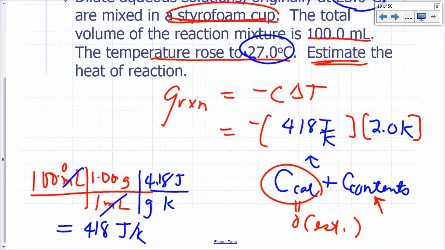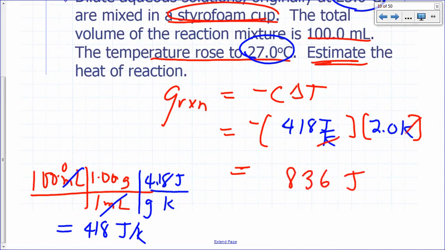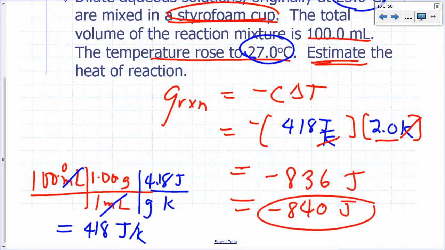So what's our heat of reaction? What's 418 times 2? 836 joules. Kelvin cancels out, so that's negative. Or since we're doing sig figs here, it would be negative 840 joules. 2 sig figs.